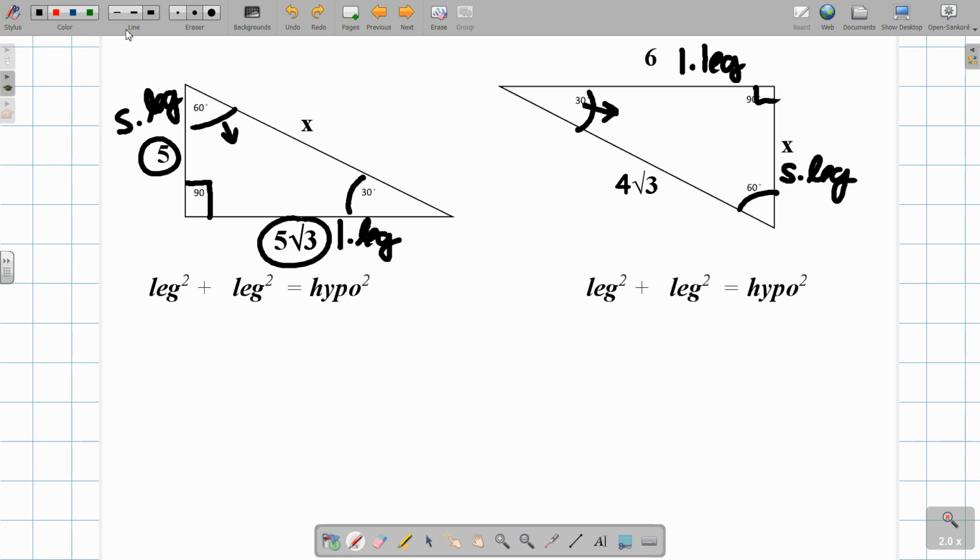Now let's go ahead and just use the Pythagorean theorem to solve here. Leg squared plus leg squared equals hypo squared. So our one leg here is 5 plus our other leg here is 5 root 3 squared equals our hypo, which is x squared. We're going to solve.